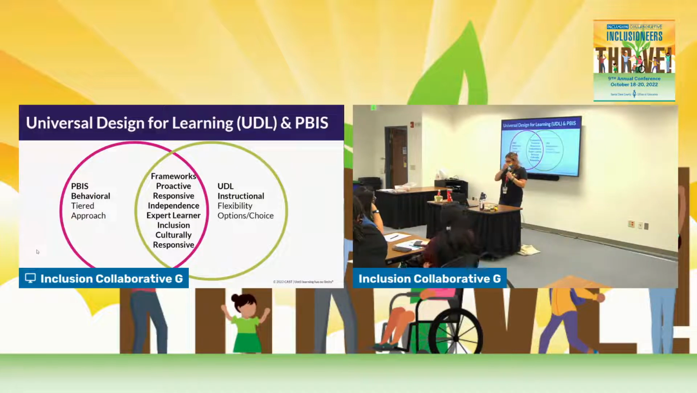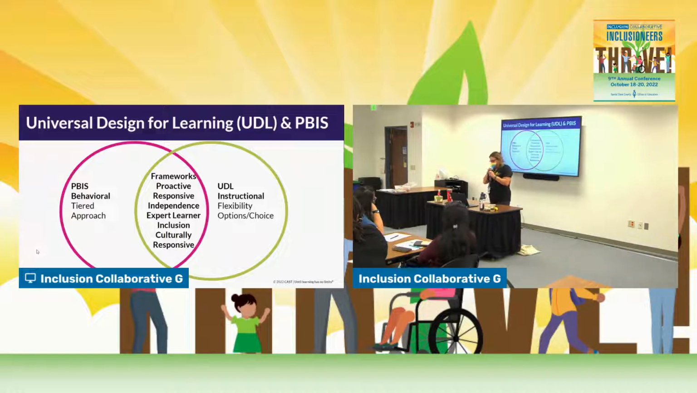Both UDL and PBIS are frameworks. Both of them are proactive and responsive at the same time. Wow. Think about that, right? We design for, and then we reflect on what happened, and we circle back and redesign again.